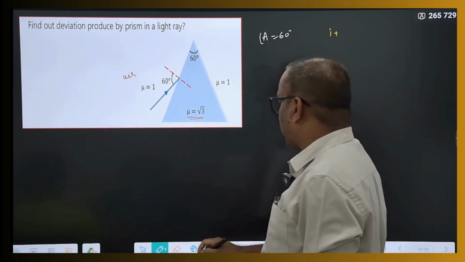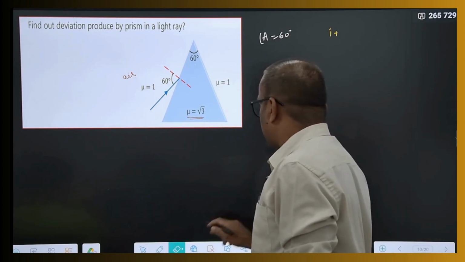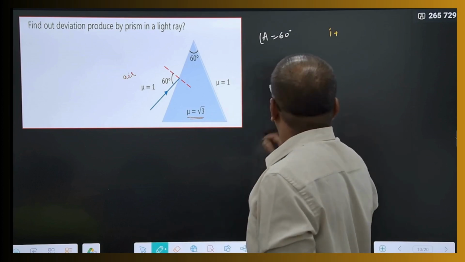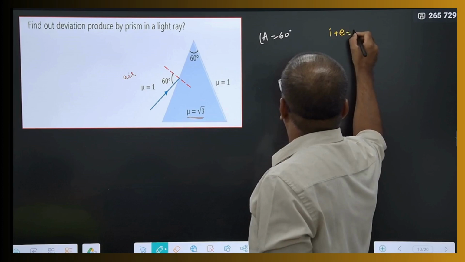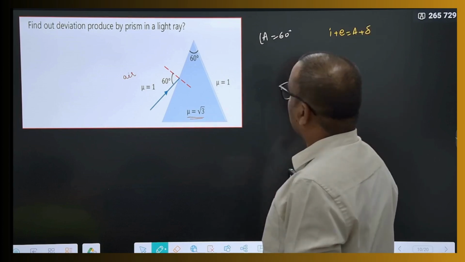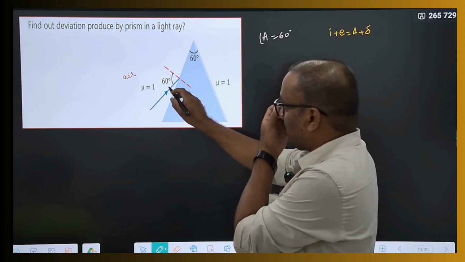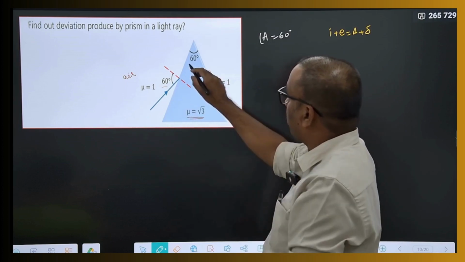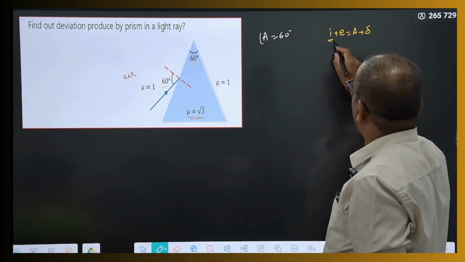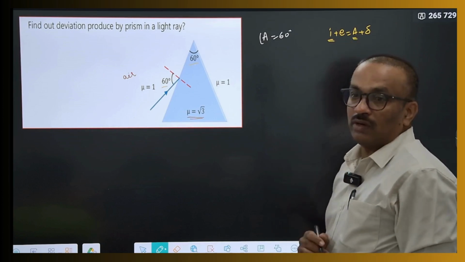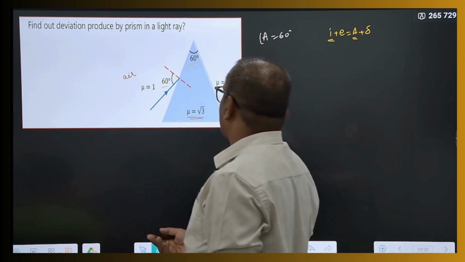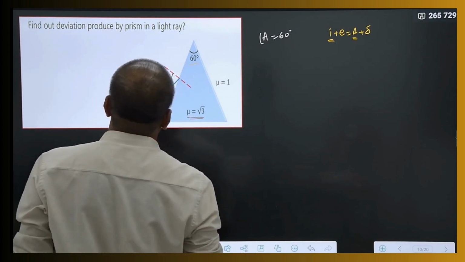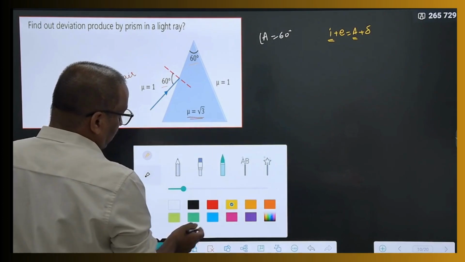Angle of deviation means you should get it as you want, right? First, i plus e is equal to A plus delta. In this one, what do we have now? The angle of incidence is 60 degrees and the angle of prism is given, but we don't know e. So we have to calculate e. How do we calculate e now?